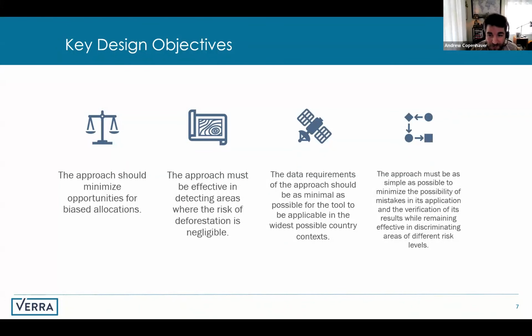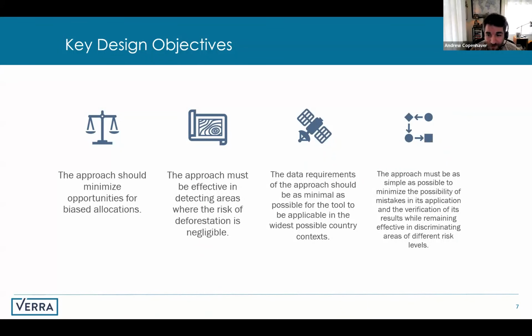Third, we wanted our approach to have minimal data requirements. We're well aware that REDD projects are often located in data-constrained environments, and we do not want our benchmark approach to rely on any data that isn't already available or can't easily be made available. Our current approach uses only a single remote sensing derived variable for risk mapping.